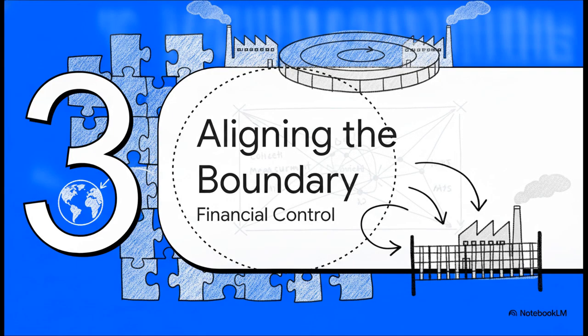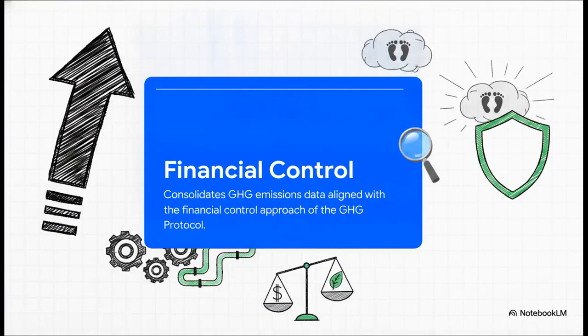Now for Section 3, aligning the boundary. You have to consolidate your greenhouse gas emissions data using the exact same approach you use for your financial reporting data, which generally aligns with the GHG Protocol's financial control approach. Think of it like this. If your corporate wallet is open and paying for it, your carbon ledger has to account for it. It is vital that your emissions reporting boundary perfectly mirrors your financial boundary. This stops organizations from cherry-picking their most efficient facilities to make emissions look artificially better, and it maintains absolute transparency.